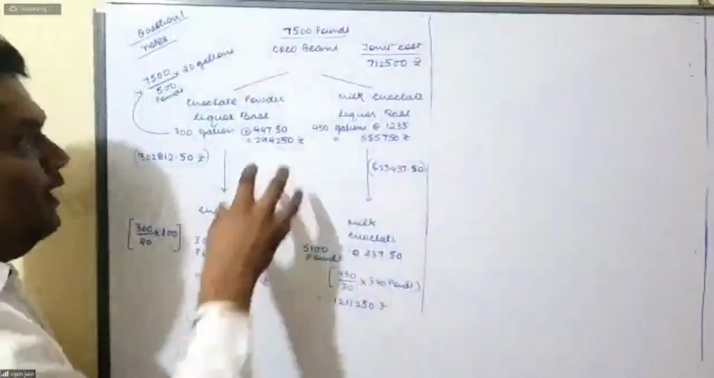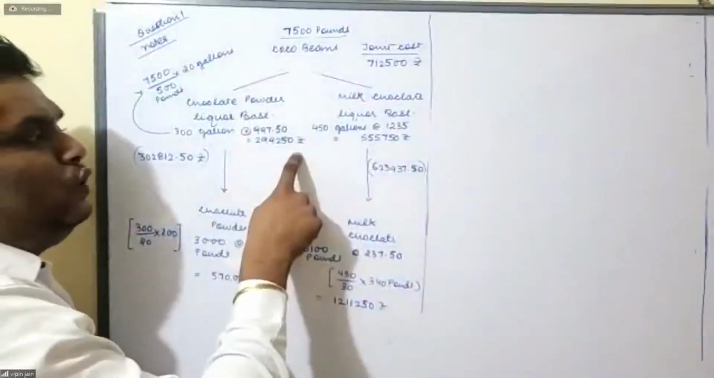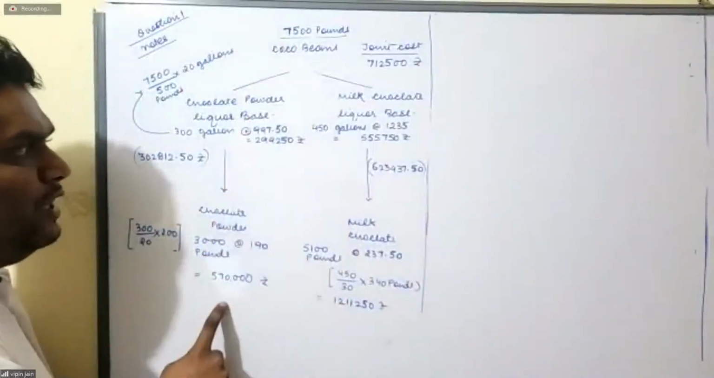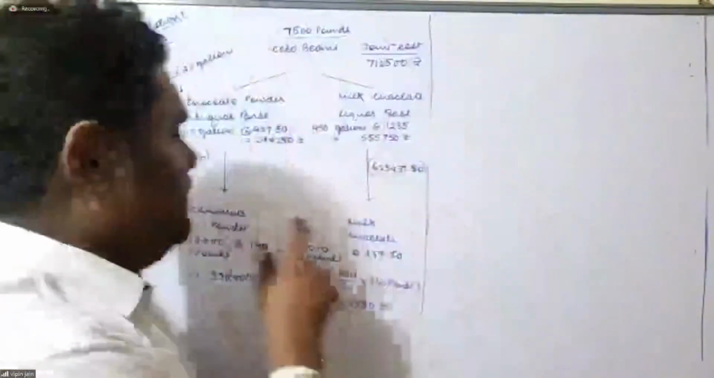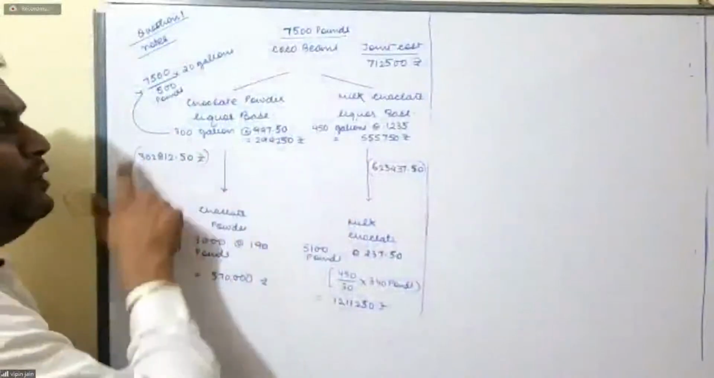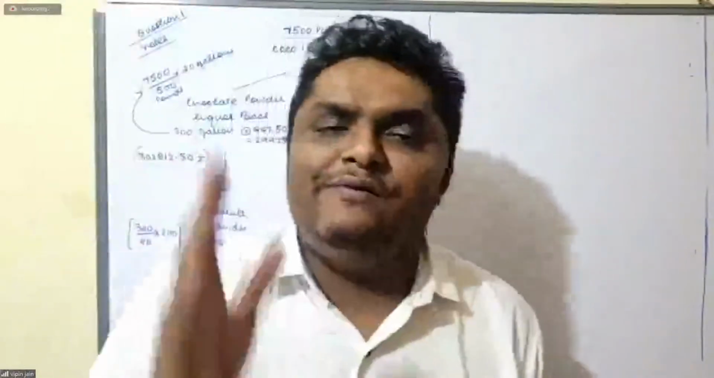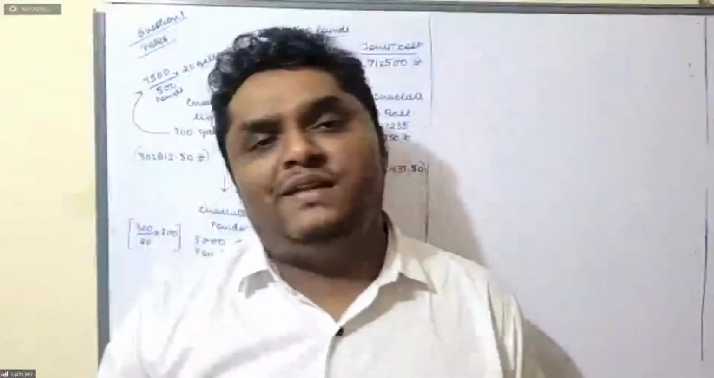That is, first, how much is the revenue? 299,250. Now the revenue is how much? 570. So we will calculate the incremental revenue. We will compare this with the further processing cost. If it is positive, it means we should process further.